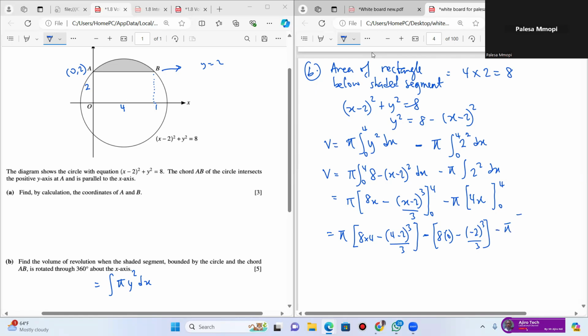So minus pi into 4 times 4. Because if I do the negative one, I'll get 0. So equal to pi into 32 minus, this is 2 raised to the power 3, which is 8. So minus 8 over 3 minus, I'll get 0 minus 8 over 3 also times negative, that's plus 8 over 3 plus. Now, minus 16 pi minus 0.